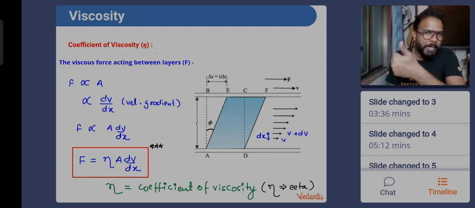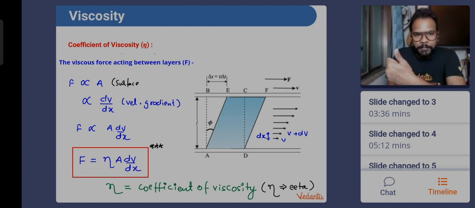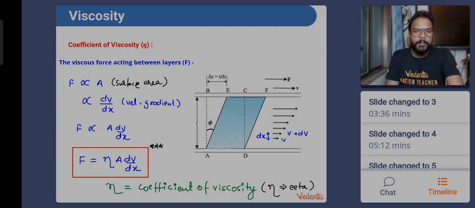F = eta A dV by dx. Eta is the coefficient of viscosity. A is the surface area of the layer. dV by dx, I've already told you, is the velocity gradient, and F is the viscous force which is acting between different layers here. Okay, how do we measure viscosity?